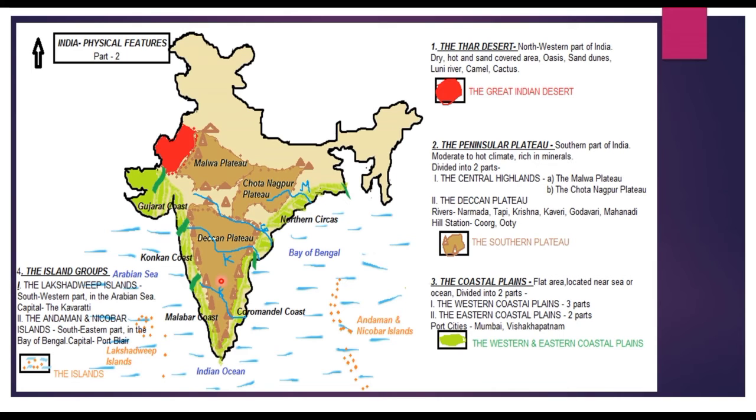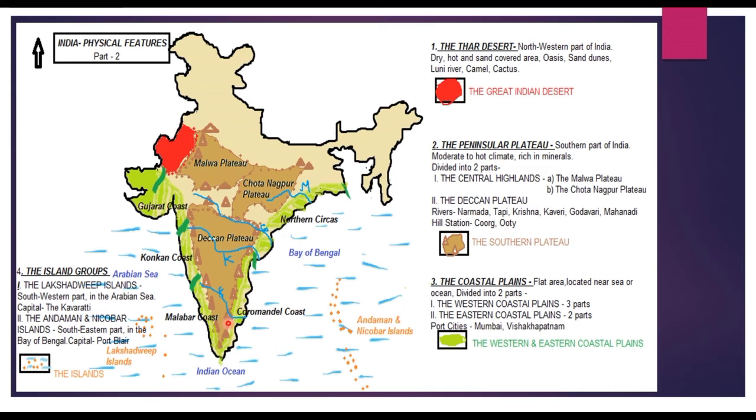Next, we are learning about the coastal plains. The coastal plains are the flat areas located near a sea or an ocean. The coastline of India is divided into the western coastal plains and the eastern coastal plains.